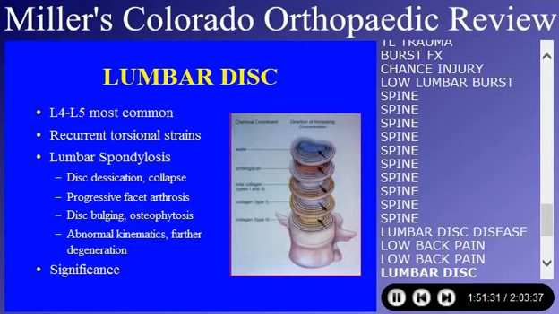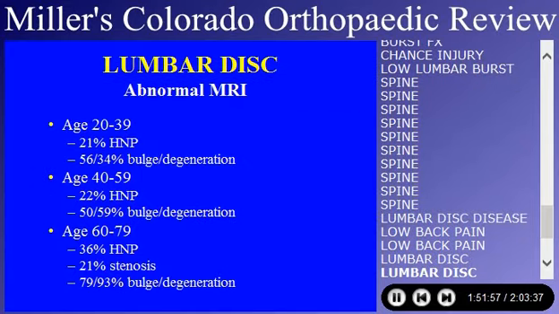Lumbar spondylosis, just like cervical spondylosis, involves desiccation, loss of water content of the disc, collapse of disc height, progressive arthrosis of the facet joint, which is a significant part of the pathology of that three-joint complex. You see disc bulging, osteophytosis. All of this leads to abnormal kinematics of the motion segment, which leads to further degeneration. The question really is, what's the significance of this?